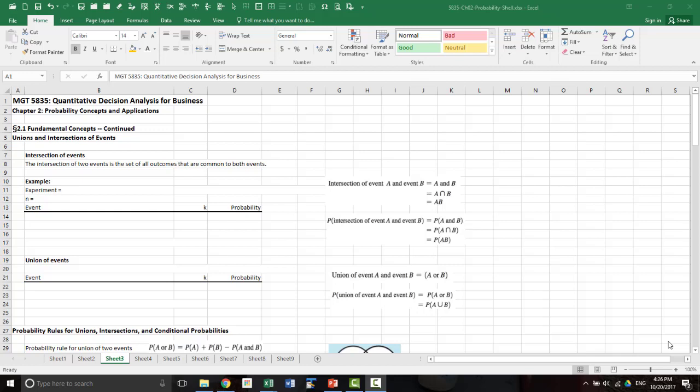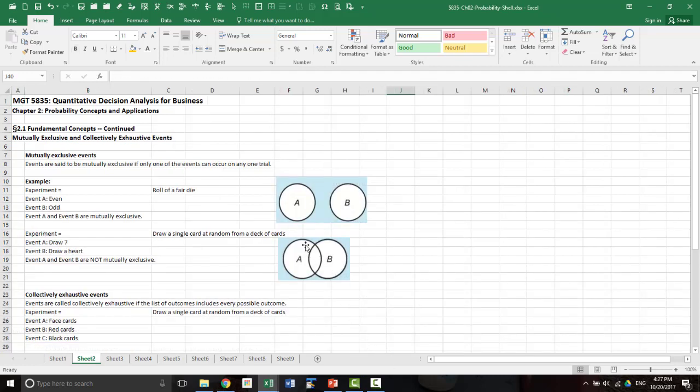We continue with events. The next concept between events is unions and intersections. Once again, we will illustrate these concepts using examples. The intersection of two events is the set of all outcomes that are common to both events, like the diagram that we saw previously. Here, this is event A, this is event B. This intersection is the set that is common to both A and B, so those outcomes are part of A as well as B.